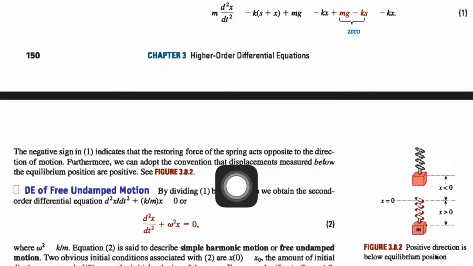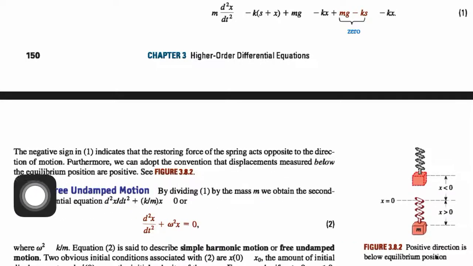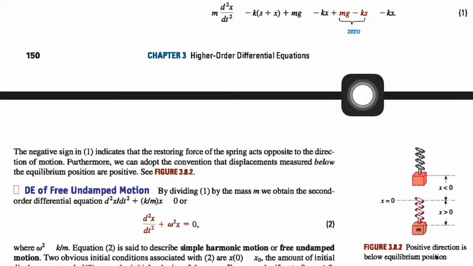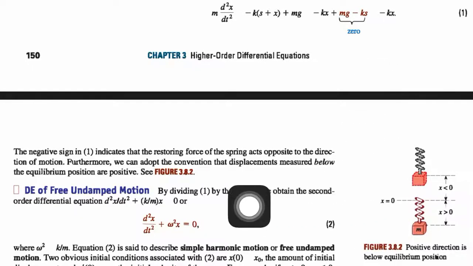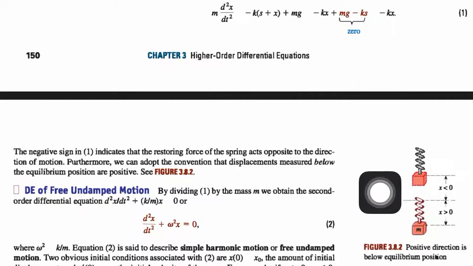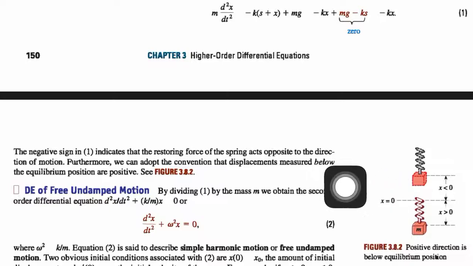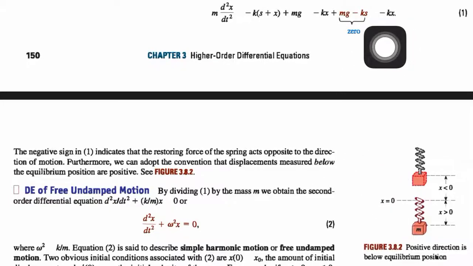Further, if we adopt the convention that displacements measured below the equilibrium position are positive, if the position is in the downward direction from the equilibrium position, then we take the positive sign here. If it is in the opposite direction, in the upward direction from the equilibrium position, then I am taking the negative sign here.